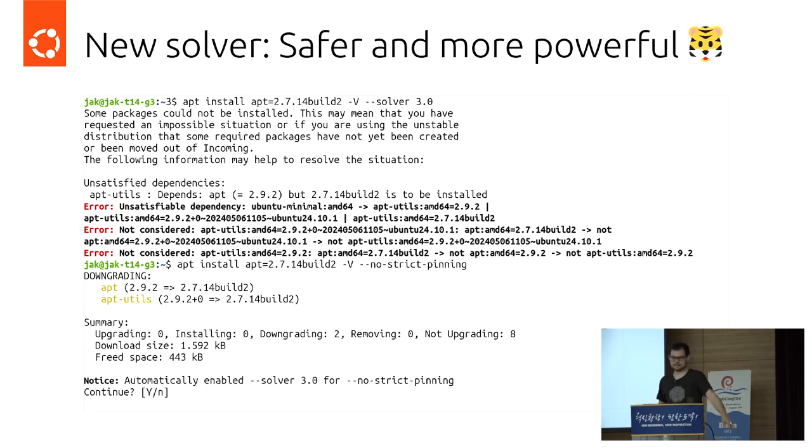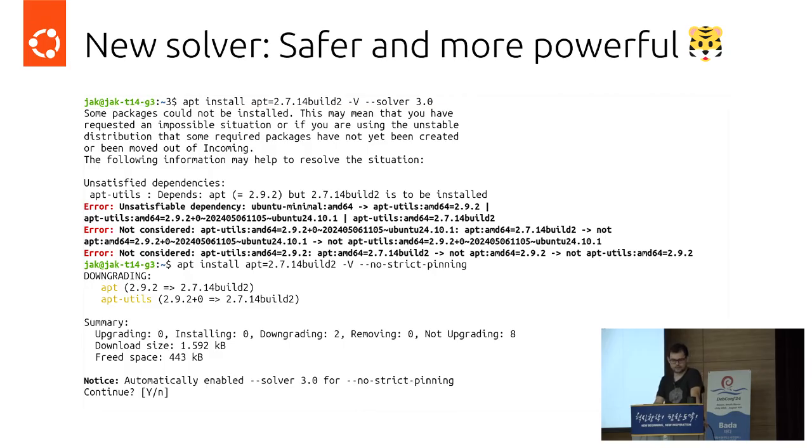So the error messages are still in an early state. They completely need some revamping to be nicer to read. There will be multi-line messages instead of the short notation there. But the interesting thing is we can now introduce a new feature, which is no strict pinning, which disables that single candidate behavior.